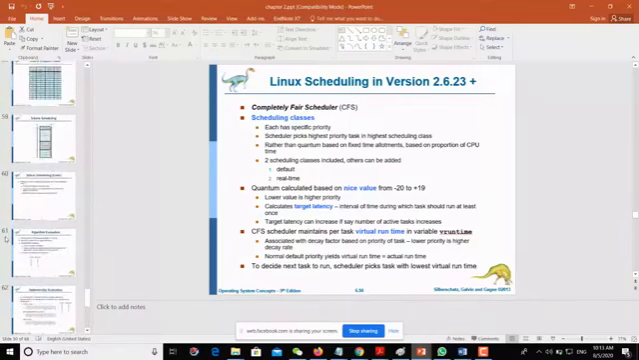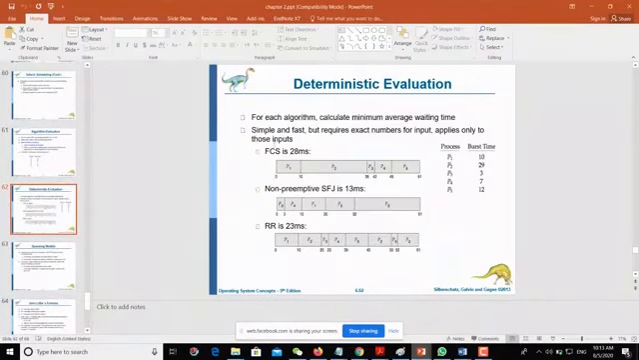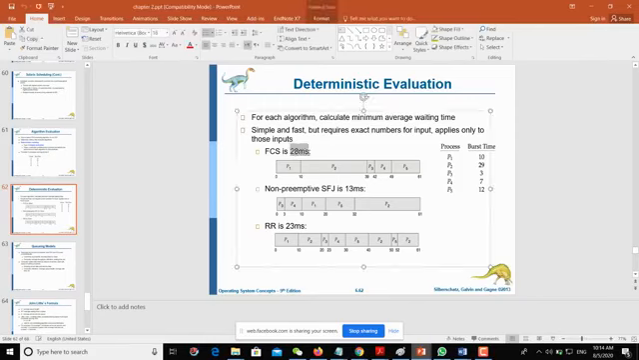So it was considered that it is the completely fair scheduler, or fair completely scheduler. Normally the maximum time to execute a job is 28 milliseconds. So that was about the completely fair scheduler, and now we have shortest job first.